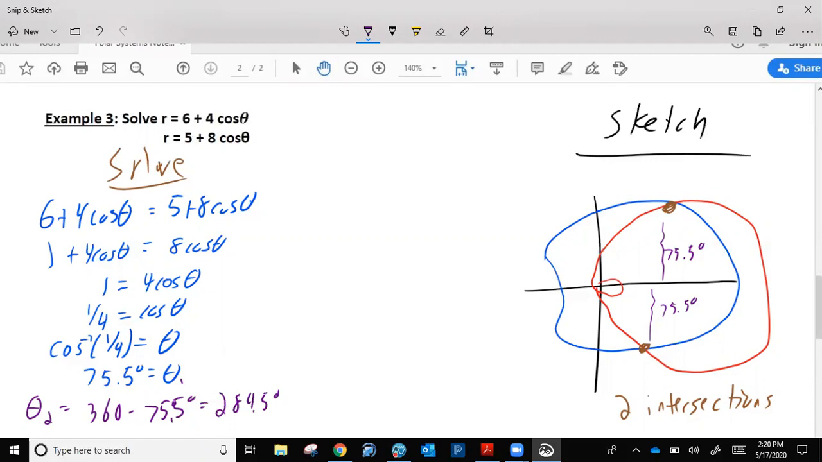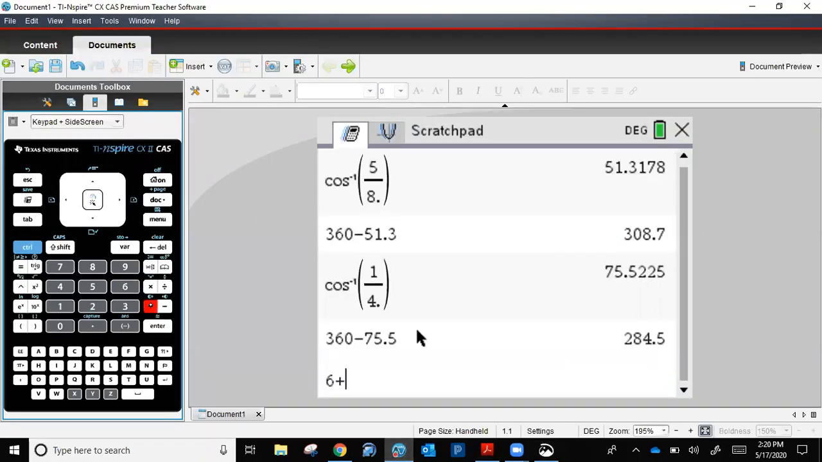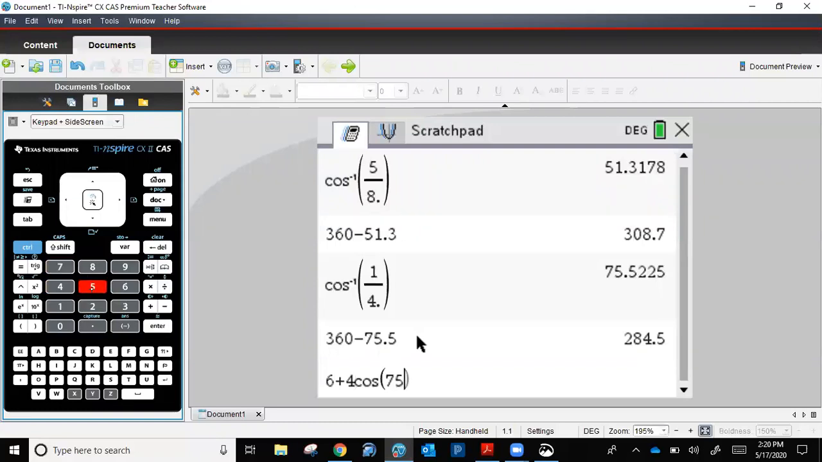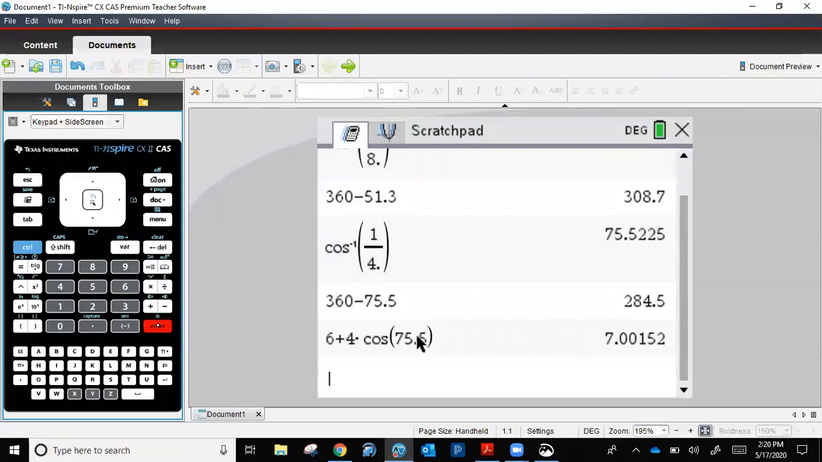I need to take my angles and plug it into either of the originals. So radius 1 here would be 6 plus 4 cosine of 75.5 degrees. If I go to my calculator, we can work this out. 6 plus 4 cosine of 75.5. I'm in degree mode. We get about 7.0.